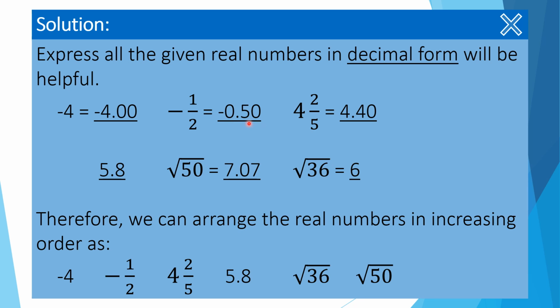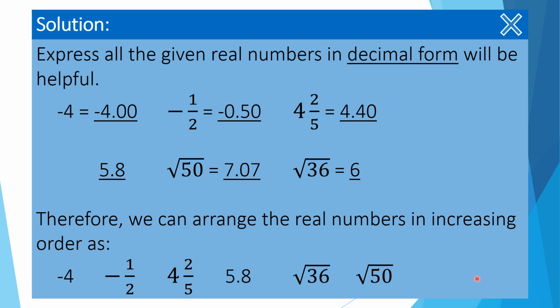And then, since tapos na tayo sa negative, proceed na tayo sa positive. So, ang kasunod ng negative 0.50 ay yung may pinakamababang number sa positive. So, iyon yung 4.40. So, isusulat natin ang 4 and 2/5. And then, susundan siya ng 5.8 and then square root of 36 which is equal sa 6 and then the greatest number or the highest number is square root of 50, which is equal naman sa 7.07. So, ganyan tayo mag-a-arrange ng real numbers in increasing order.